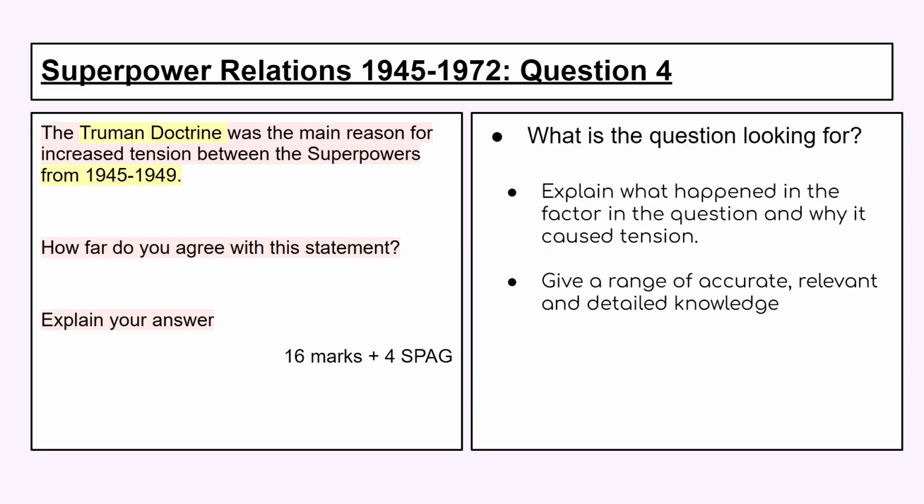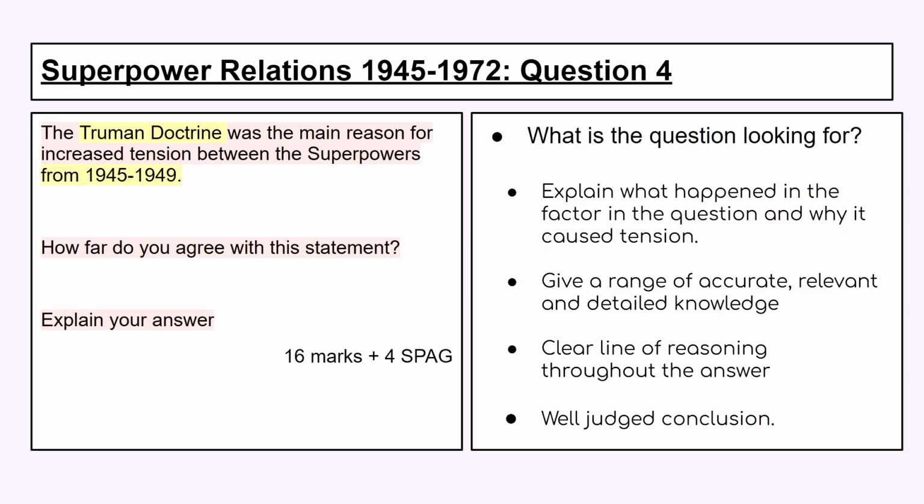We need to show our examiner a range of accurate, relevant and detailed knowledge, and that includes events relevant to the time period that aren't mentioned in the question. We need a clear line of reasoning throughout the answer. We need to decide early if the Truman Doctrine was the main reason for tension or if it was something else. We need to be consistent with that in our answer. And finally, we need a conclusion at the end, a well-judged conclusion. Was this the main reason for tension? If so, why? If not, why was it something else? So we're looking at doing these things in this answer.